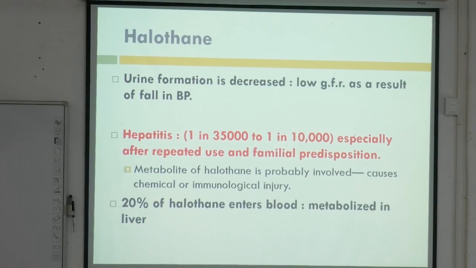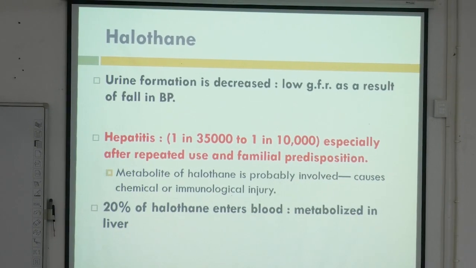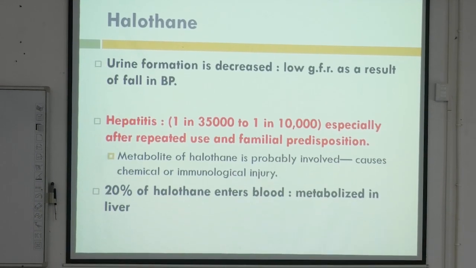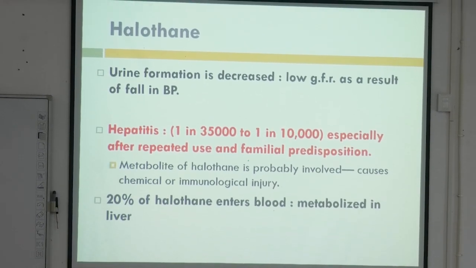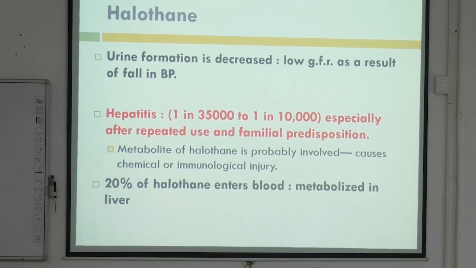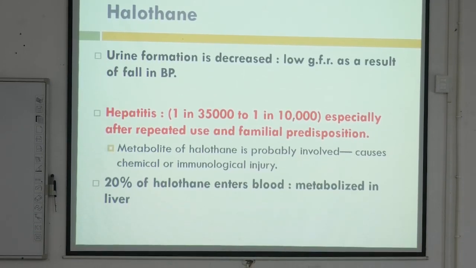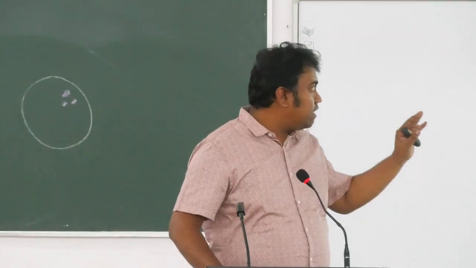Now side effects. Urine formation is less and there is a lower GFR, and that can lead to acute renal failure. Similarly, especially when we use halothane repeatedly, there are chances of hepatitis. So acute renal failure, hepatitis, liver failure, especially when it is used repeatedly. When it is used repeatedly, there is hepatic failure or hepatitis.